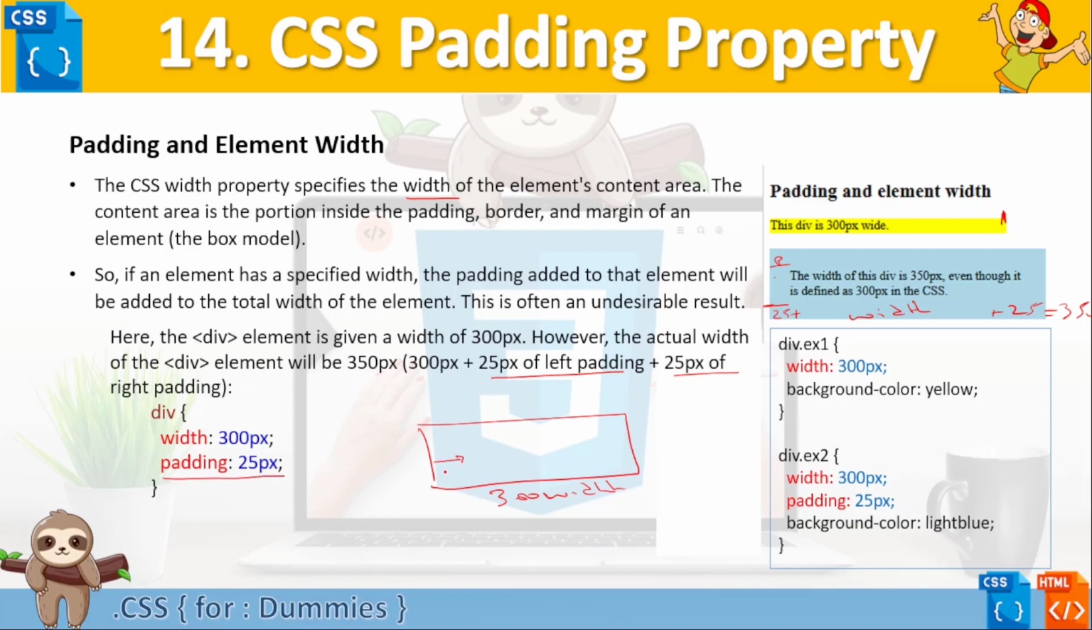So from left, it will have 25 pixels. It will move, okay. Then the component will start with 300 pixels of width. So this component will have 300 pixels width, plus it will again have 25 pixels on the right. So the total size of this component will now be 300, plus 25 of the left padding, plus 25 of the right padding. So this will basically be 350 pixels. So now the component that you would see here is larger than the 300 pixel width. So if you are using padding, always keep in mind that padding will add up to your total width. That's the whole key thing of it.